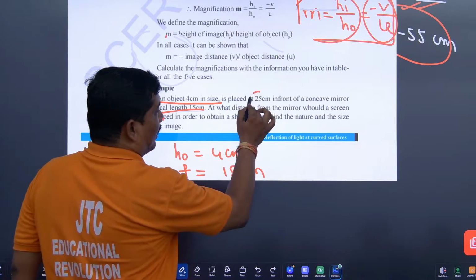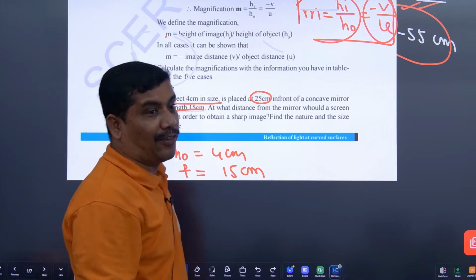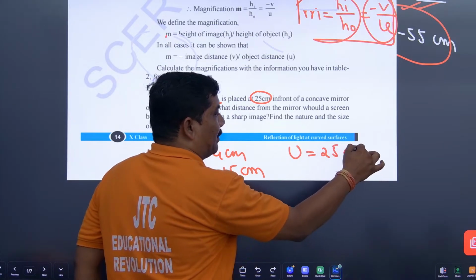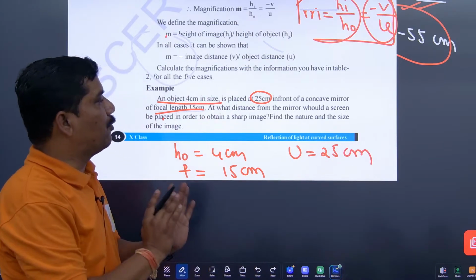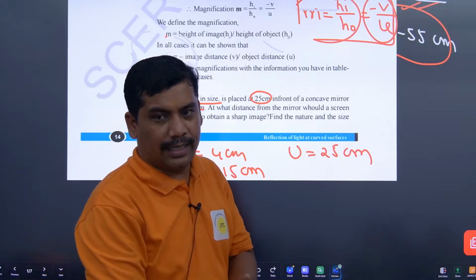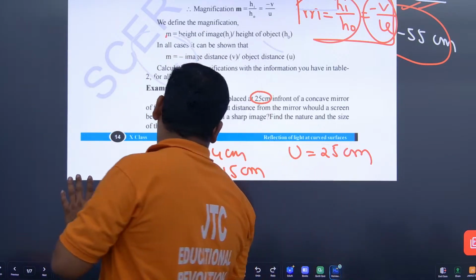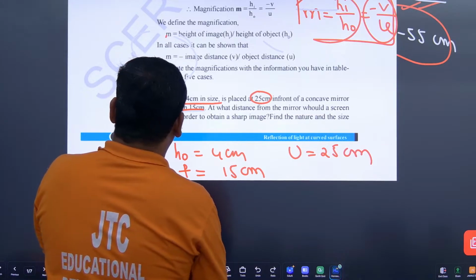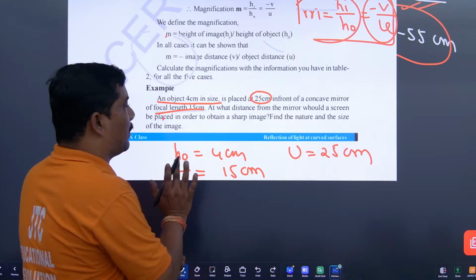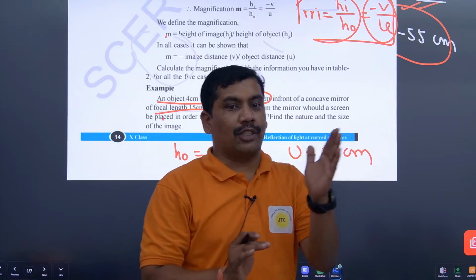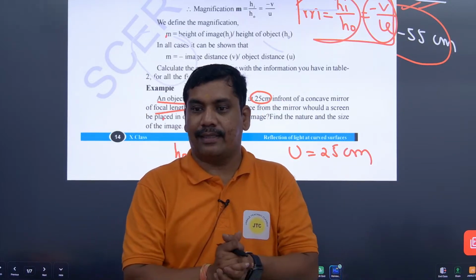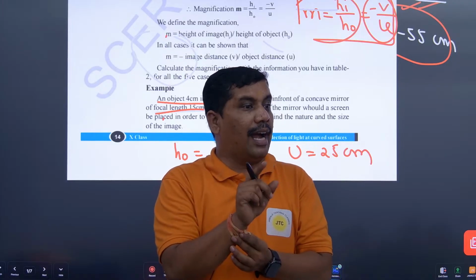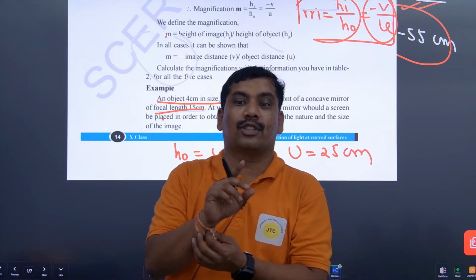Next, the object is at how much distance? 25. That means the object distance is 25 centimeter. These three pieces of information have been given. Now, at what distance from the mirror would a screen be placed in order to obtain a sharp image? In front of the mirror, where should we place the screen? You need to find the distance of the screen, and at that point the image should be very clear.